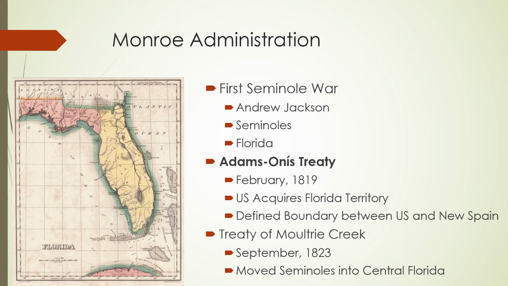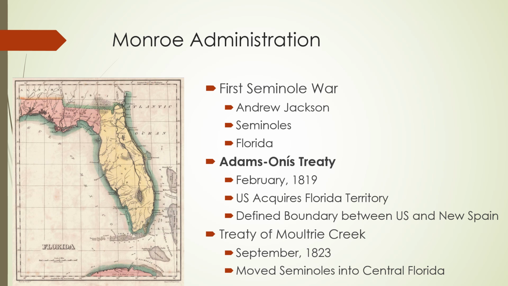The Adams-Onis Treaty also clearly defines the boundary between the United States and New Spain. So what that's referring to is everything from Texas to California, drawing that line, because of course Oregon and the Missouri Territory and all that belongs to the United States.